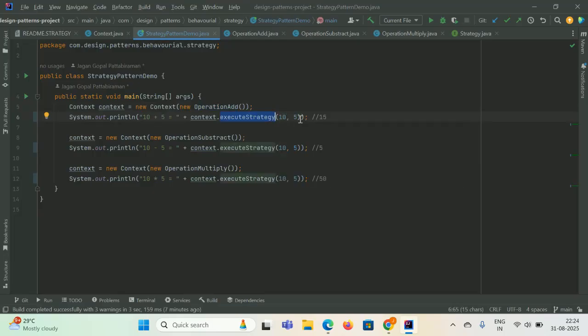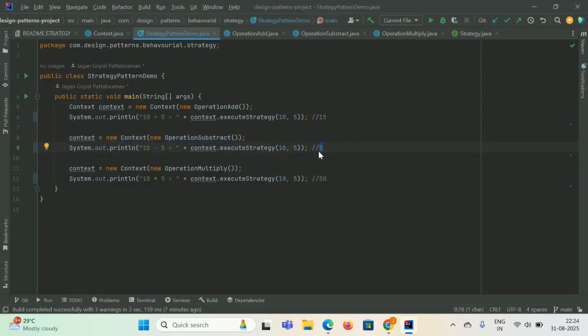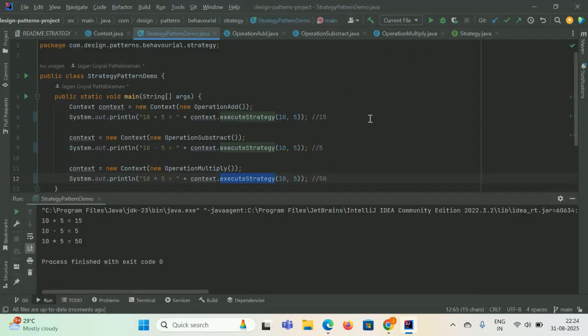We are executing 10, 5. As we initialized or injected the strategy add, it will add 10 and 5, and it will result in 15. Similarly, we are creating another context object and initializing it with operation subtract. Hence, during the execute strategy, it will be 10 minus 5 and the value will be 5. And in another context object, we are injecting operation multiply. Hence, in the execute strategy, 10 into 5, it will be 50. Operation add gives 15, subtract gives 5, and operation multiply gives 50.